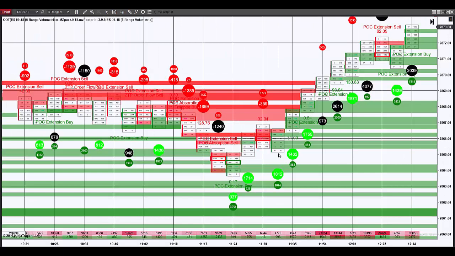ranges. There were a total of 3 different extensions created on that bar. The following bar had a total of 4 different extensions created, and the bar following that with the POC extension buy had 2 more extensions created.